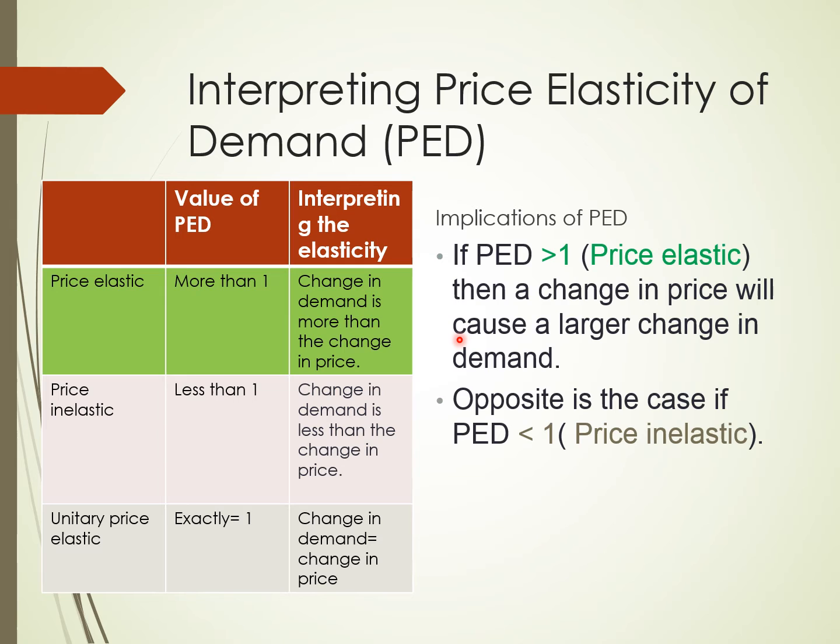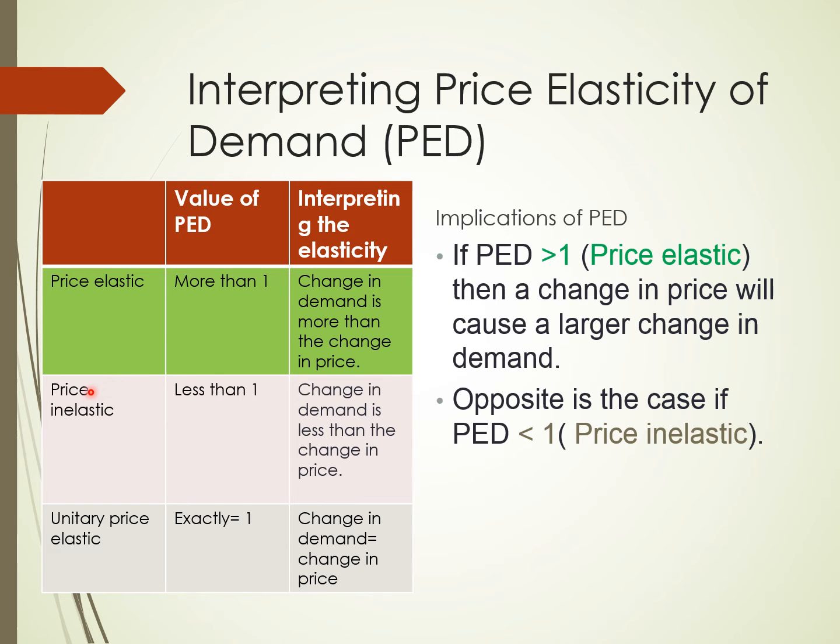The implication is that when we interpret the elasticity of demand, we look at the price elastic. If the price is elastic, that is when we get more than 1. And then the interpretation is that the change in demand is more than the change in price. But remember, we got 0.6. Therefore, it means it is not price elastic.